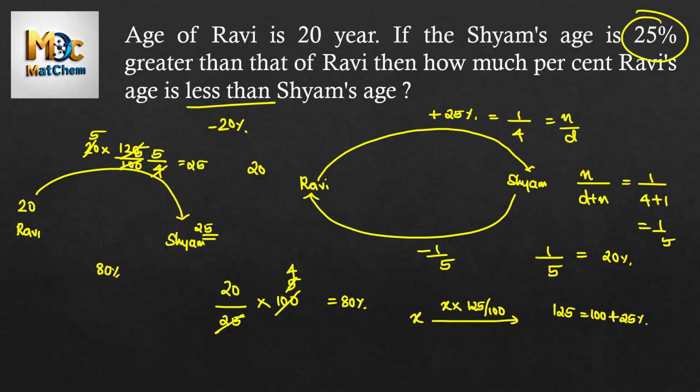So if Shyam's age is 100%, Ravi's age is 80%, which means it is going to be 20% less than. Understood? The first solution is easier to complete the question, but in order to cross check that, we can do the second method. So hope the explanation is clear.